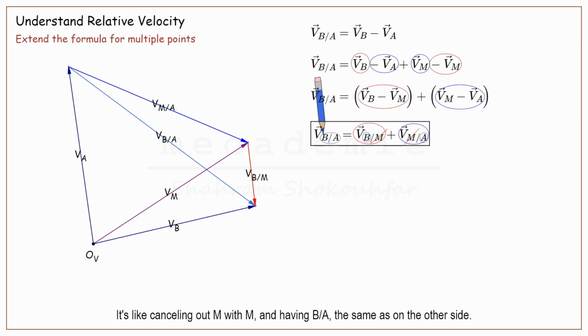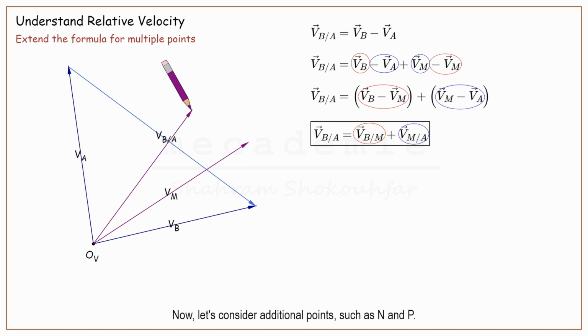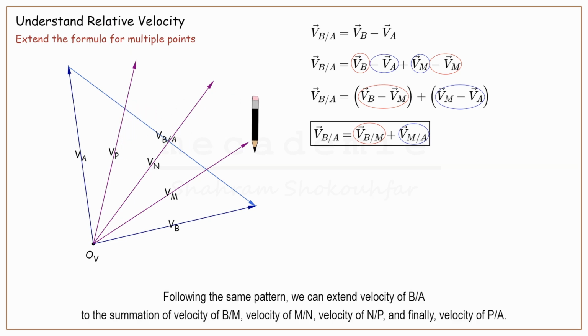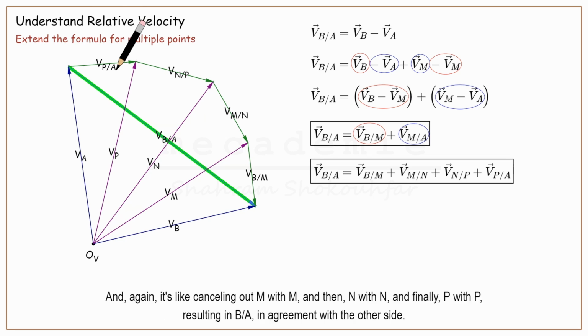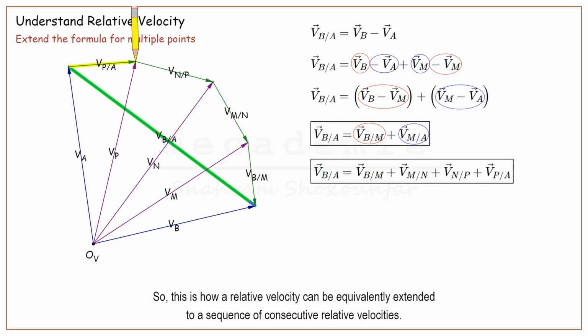Now let's consider additional points such as N and P. Following the same pattern, we can extend velocity of B with respect to A to the summation of velocity of B with respect to M, velocity of M with respect to N, velocity of N with respect to P, and finally, velocity of P with respect to A. And again, it's like canceling out M with M, and then N with N, and finally P with P, resulting in B with respect to A, in agreement with the other side. So this is how a relative velocity can be equivalently extended to a sequence of consecutive relative velocities.